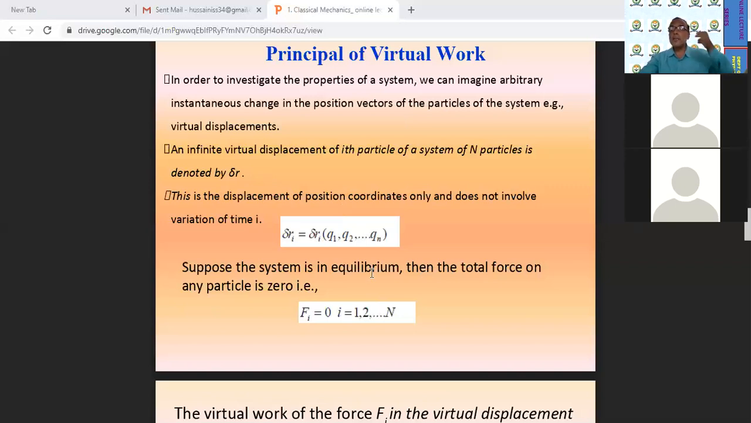And suppose the system is in equilibrium, यानी कि इक्विलिब्रियम में है, इसका मतलब the total force acting on any particle is 0. That means that the system is not acted on by an external force. That means the system is in equilibrium. Whatever the force is there, it is inside. अंदर से कुव्वत है, बाहर से कोई सिस्टम नहीं है, सिस्टम इक्विलिब्रियम में है. That means the system being in equilibrium means the total external force acting on this system of particles is 0.